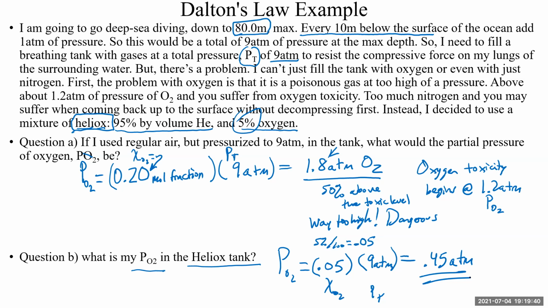Still higher than the atmospheric partial pressure of oxygen, but in the safe zone. You haven't exceeded any kind of threshold for oxygen toxicity. So you have more than enough oxygen, but you're not at toxic levels, and you have enough pressure coming from your tank to expand your lungs against all the force squeezing your lungs shut.